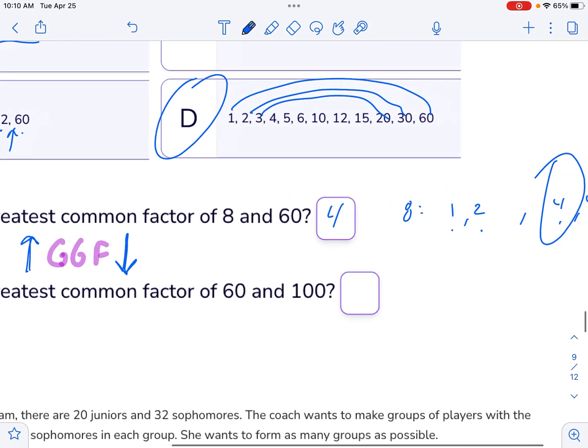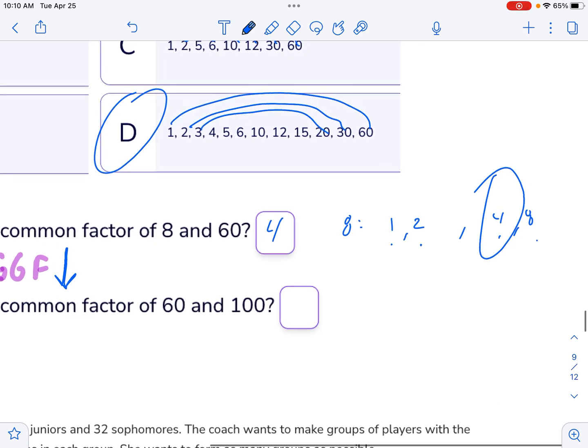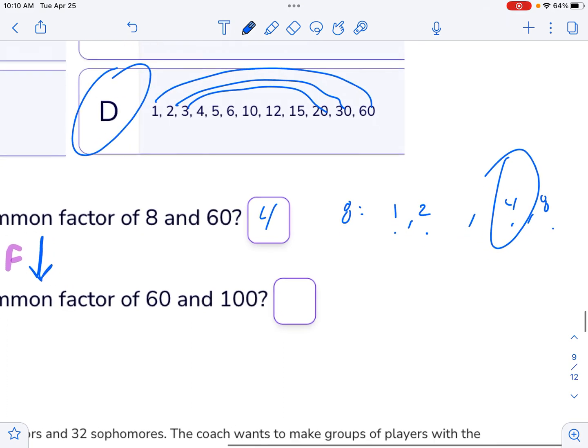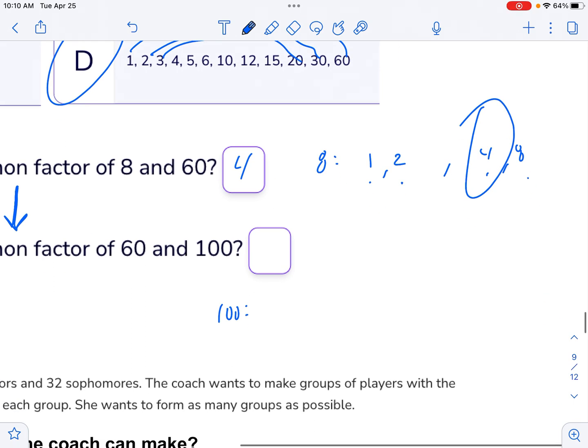What is the greatest common factor of 60 and 100? Okay, 100. We already have 60 again, but let's do the factors of 100. Okay, 100 is going to be 1 and 100, 2 and 50. 3 does not work. It's going to be 4 and 25. Oh, 5 works. 5 and 20. And then 6, 7 doesn't work. 8. Oh, 10 times 10.